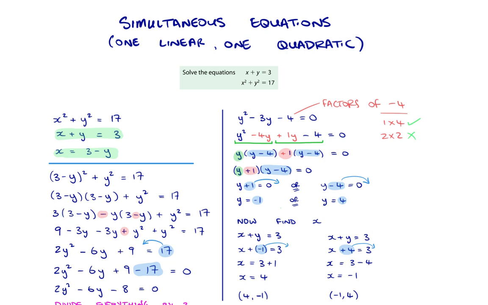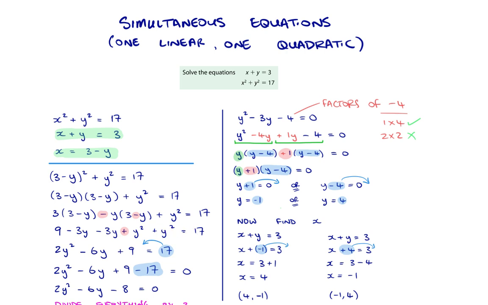Now I just need to multiply out the brackets. So 3 times 3 gives us 9, 3 times negative y gives us negative 3y. Negative y by 3 gives us negative 3y, and negative y by negative y gives us a negative by a negative gives us a positive, and a y by a y gives us y squared. This here remains the same.